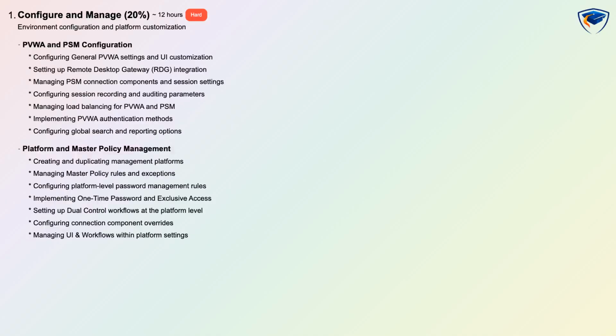Configure and manage is 20% of the exam, rated hard with an estimated 12 hours of study and a mix of conceptual and scenario-based questions. You will learn PVWA and PSM configuration including general PVWA settings, UI customization, RDG integration, PSM connection components, session recording and auditing, load balancing, and PVWA authentication options. You will also master platform and master policy management by creating and duplicating platforms, configuring platform-level password rules, implementing one-time passwords and exclusive access, applying dual control workflows, and managing connection component overrides and platform workflows.